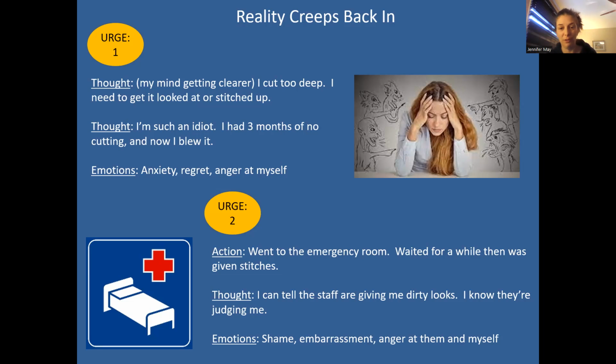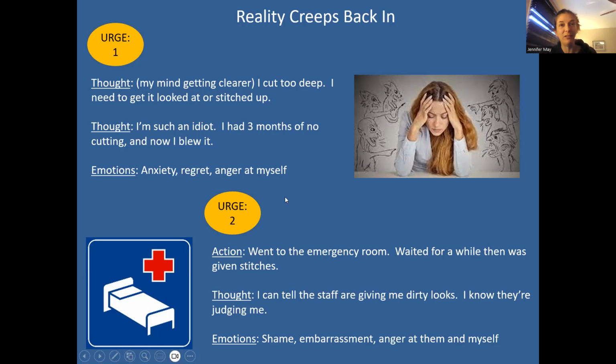Then she has to go to the emergency room and wait a while, and then she's getting stitches. She's thinking, I could tell the staff are giving me dirty looks. I know they're judging me. And there could be a lot of reality to that. That really does happen. The emotions are shame, embarrassment, anger at them and at myself. All this is adding stress onto the original situation.